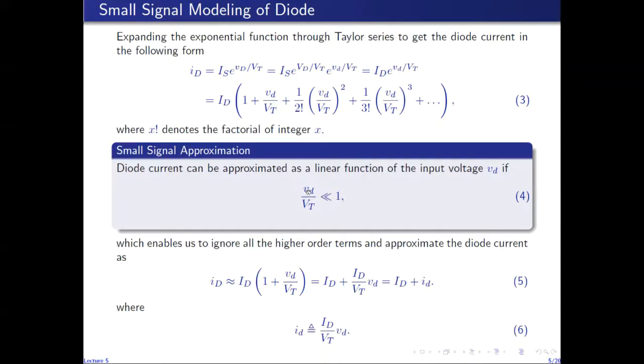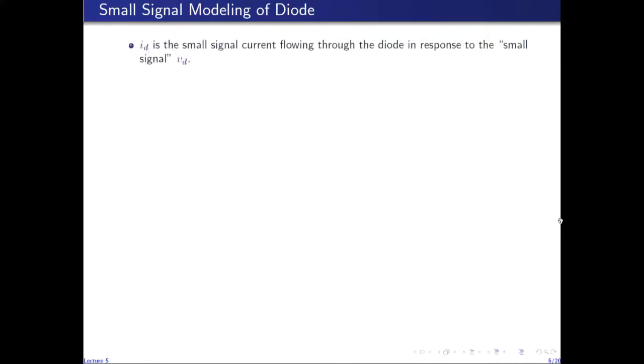Small vd is now called the small signal because it satisfies what is called the small signal approximation. This small signal approximation enables us to derive a linear relation, which is actually an approximation, from this highly nonlinear representation. So vd will be called a small voltage signal, and id is the corresponding small diode current. So id is the response of the diode to the small signal vd. Like I said, id is the small signal current flowing through the diode in response to the small signal vd.